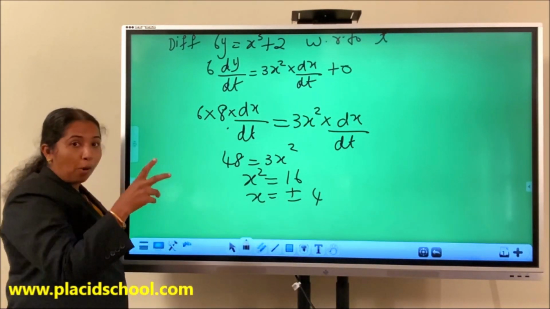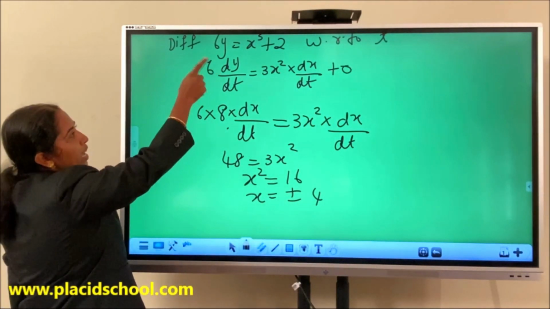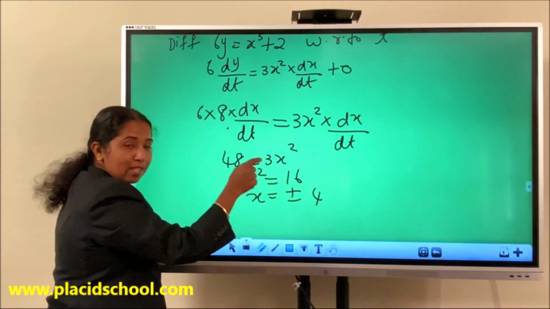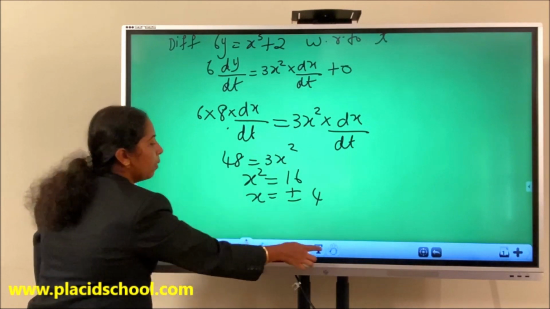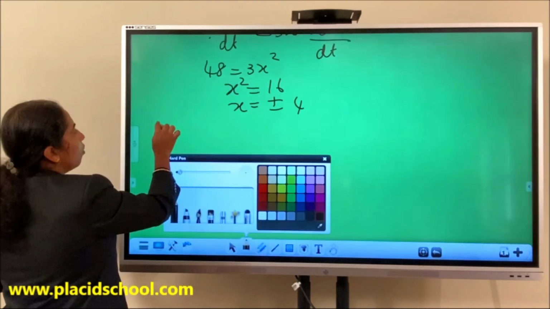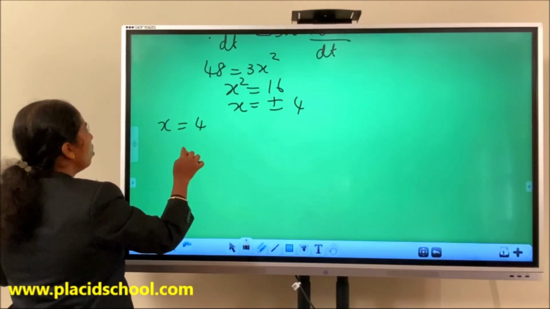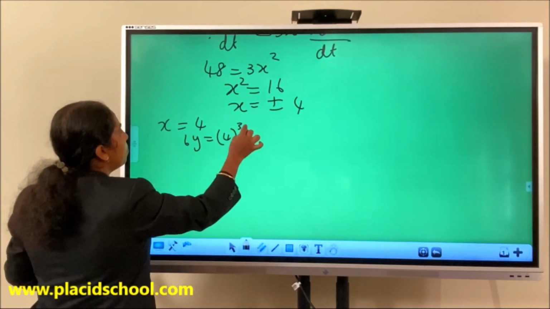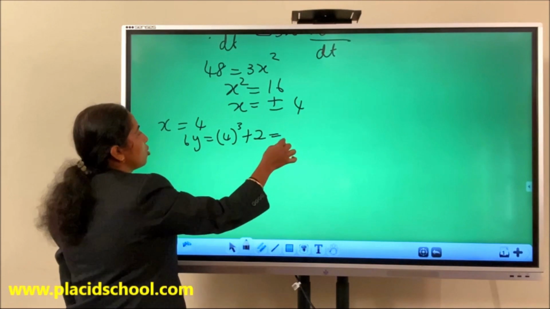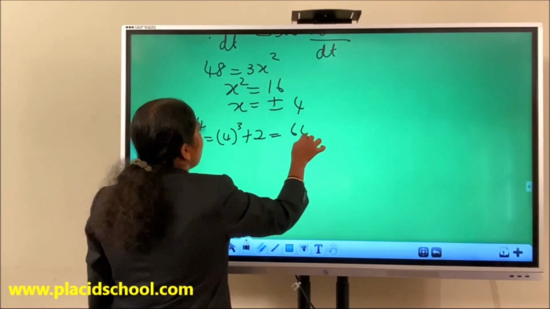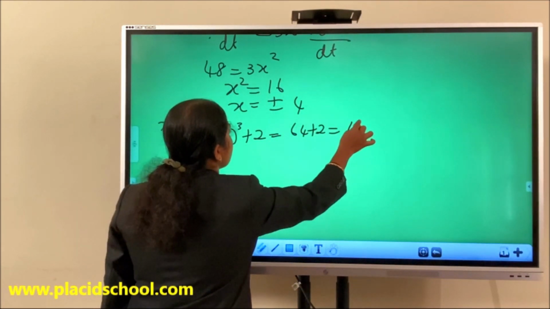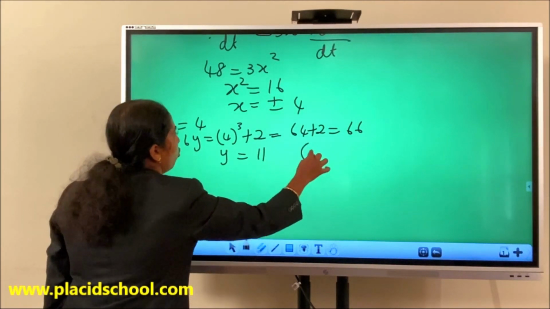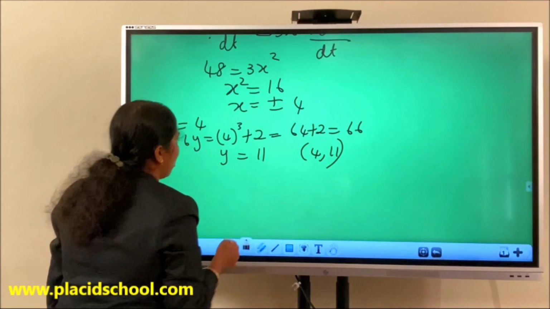Now you have to find the points on the given curve 6y equal to x cube plus 2. I have to find both the points when x is positive 4 and x is negative 4. In order to find that, when x equal to 4, 6y equal to 4 cube plus 2, which is equal to 64 plus 2, 66. So y is equal to 11. Therefore, I have the first point as (4, 11).